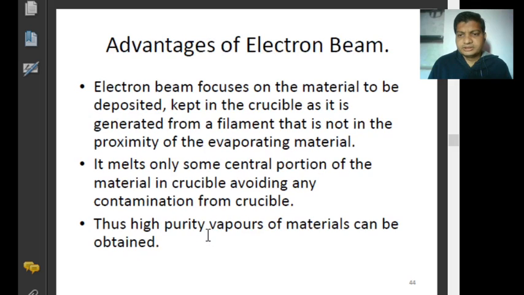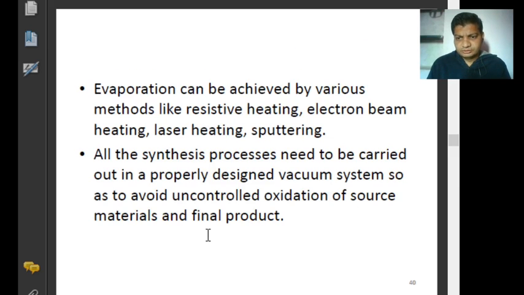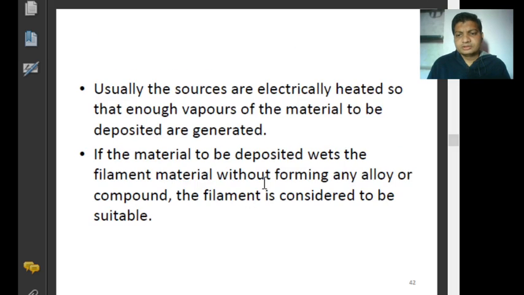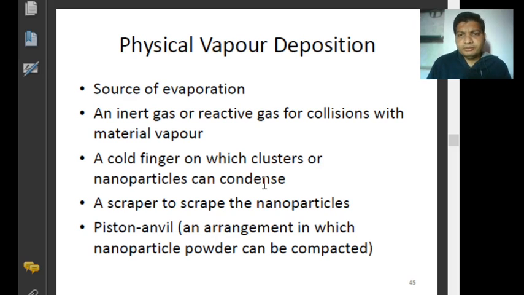Then we have seen the advantages of the electron beam over direct heating or other methods. For heating, we can use laser and electron heating. In this case, they can use resistive heating, electron beam heating, laser heating, and sputtering. Out of this, the electron beam is the best one. It has several advantages over the other methods, so that we have discussed. Now today we will discuss physical vapor deposition.